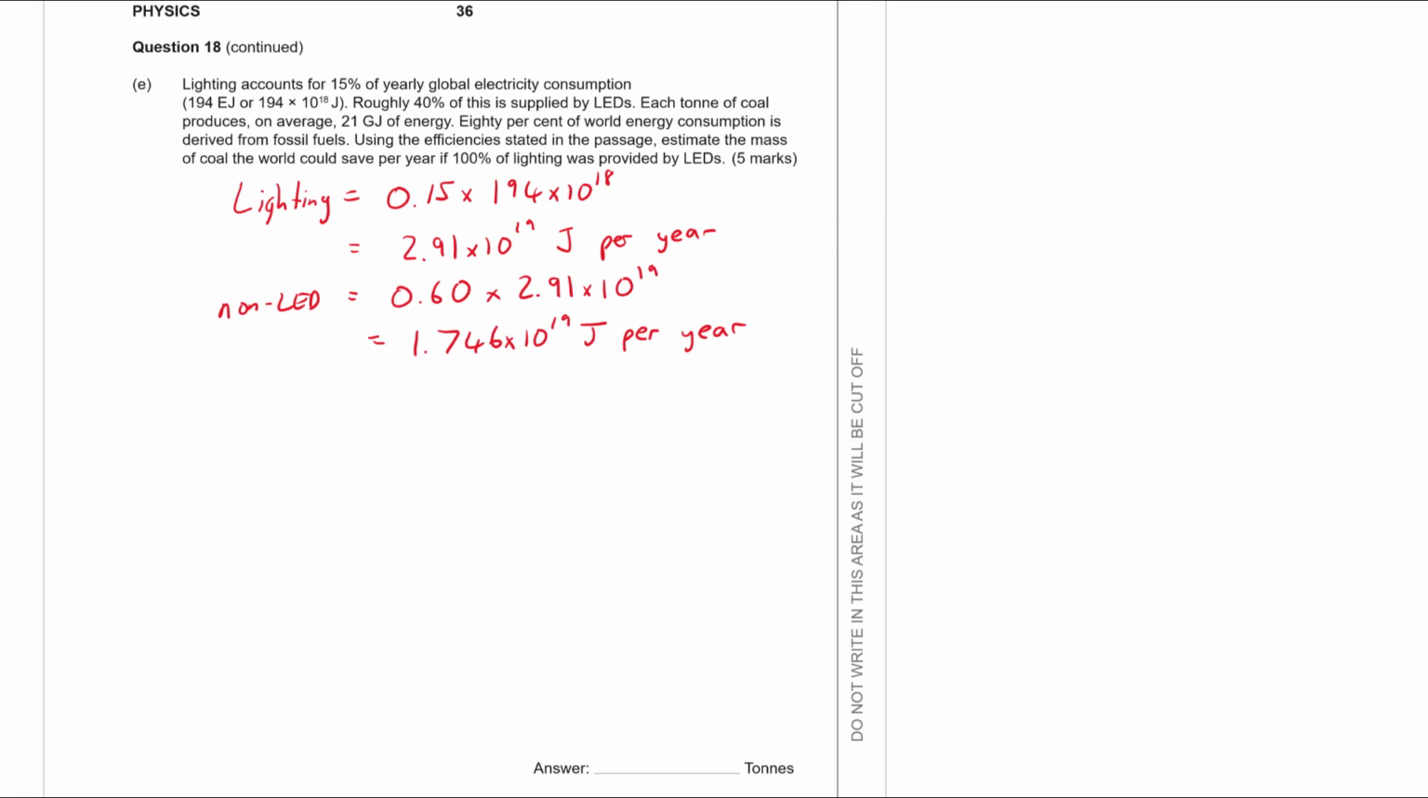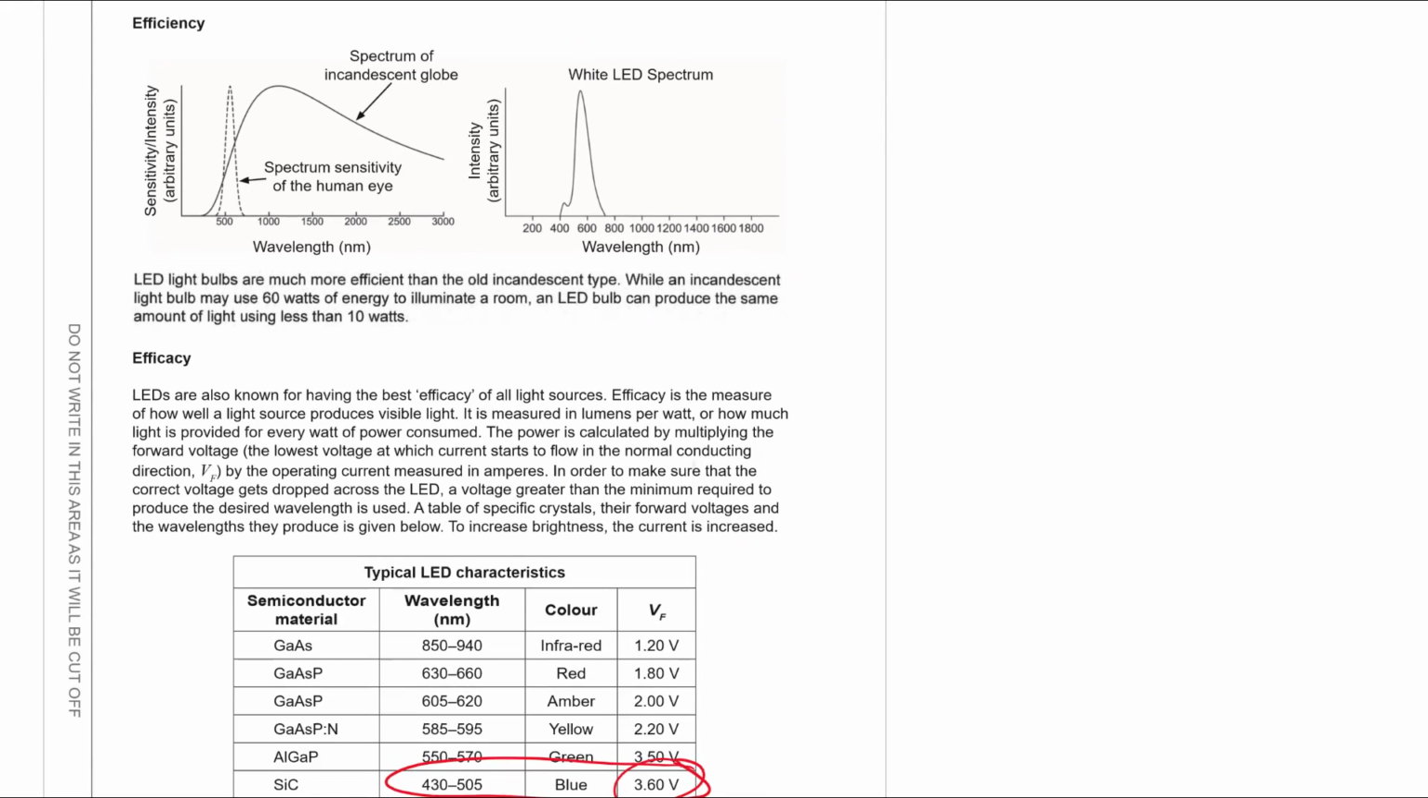Okay, so now I know how much is used up by non-LED, so this is the potential to change. The next step I would use at this point is, okay, this is how much we can save. This isn't going to be removed, so how much of this amount can we save by switching to LED?